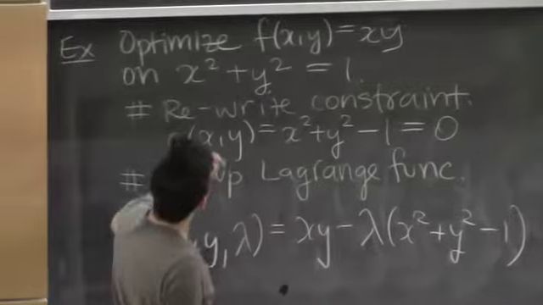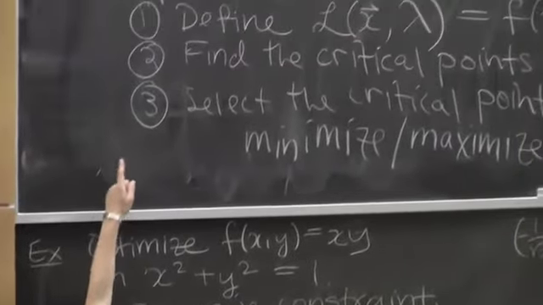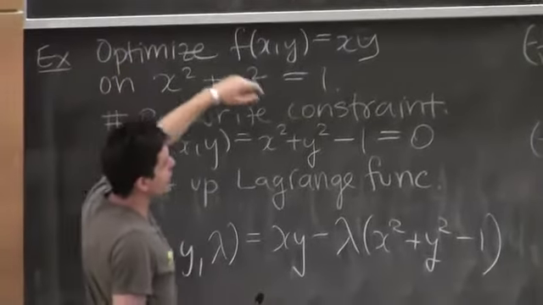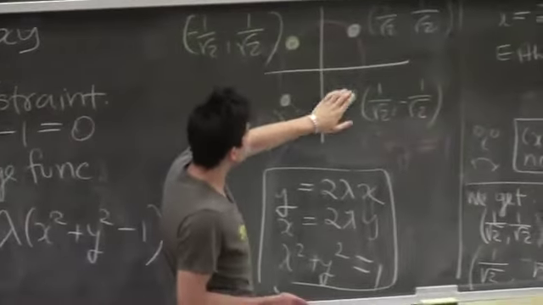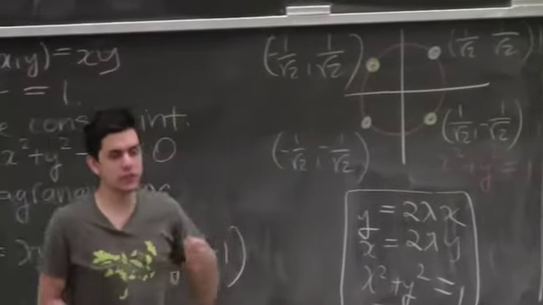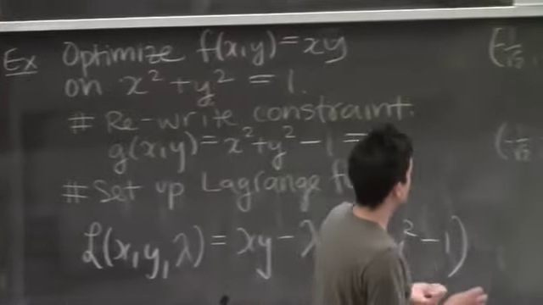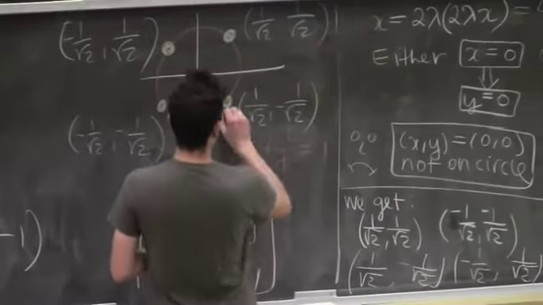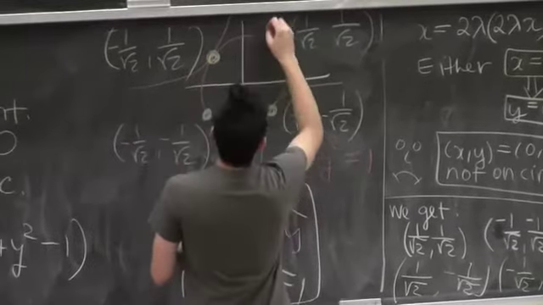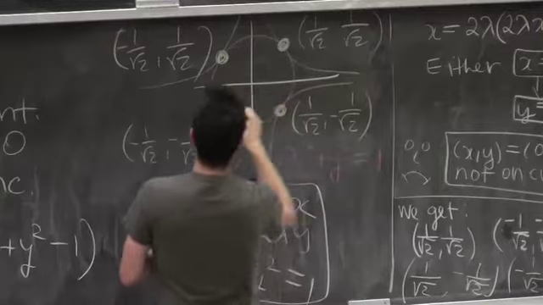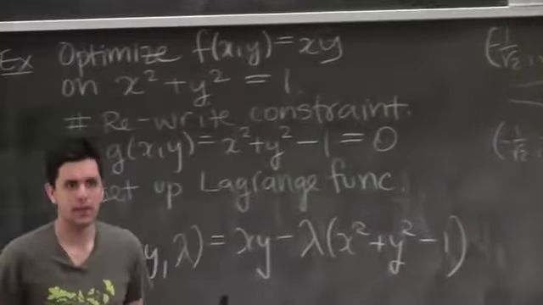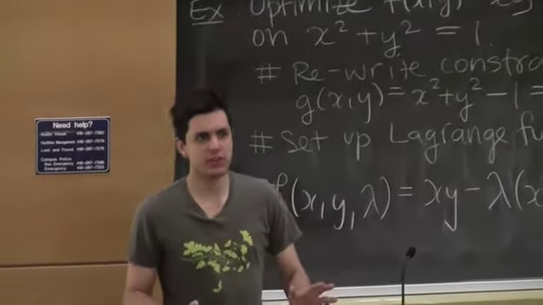So what did we do? We set up the Lagrange function, we found the critical points, we got 4 points, and then we figured out which ones were mins and which ones were maxes. Okay, and those are exactly the points where those level curves are going to be tangent to our function. Like that. Okay? Questions there or thoughts there?